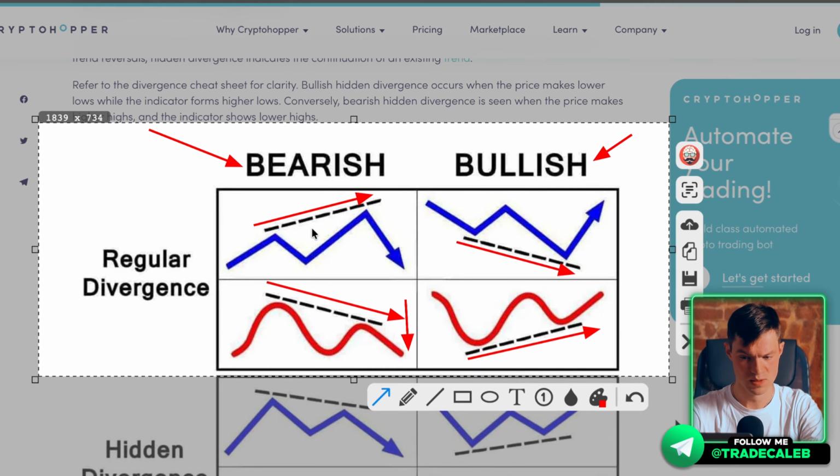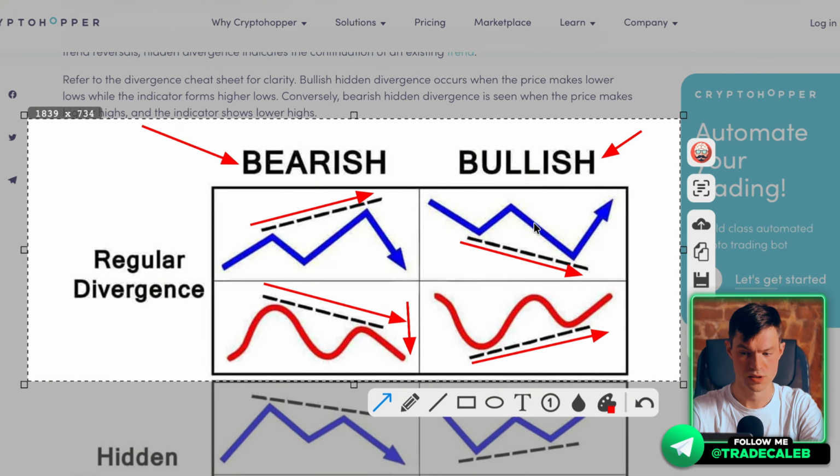Here we focus on the maximum value on the chart, and here we concentrate on the minimum value on the chart. Don't worry if it seems complicated, we will start trading now and everything will become clear to you.